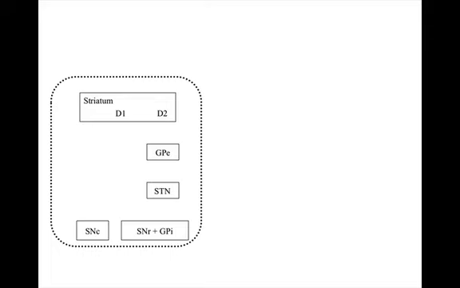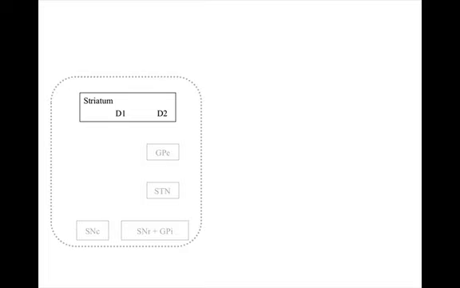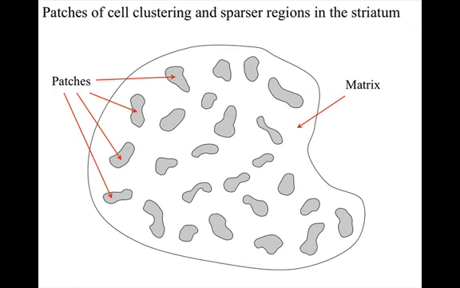Now, at this point, let's have a more detailed look at some of these basal ganglia nuclei. First, we'll have a look at the striatum. In much of the striatum, the neurons are organized into a patch and matrix structure.